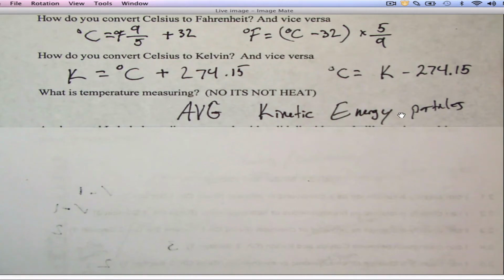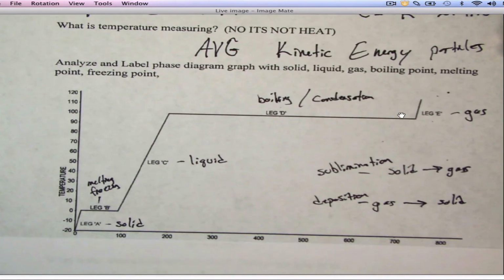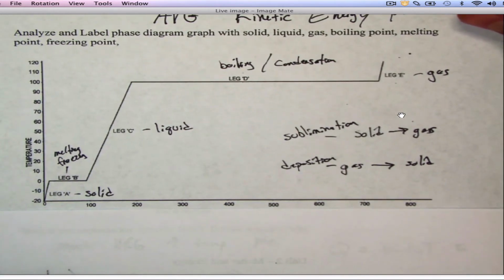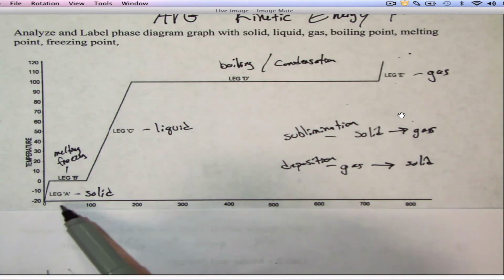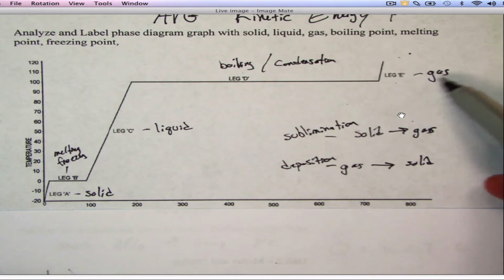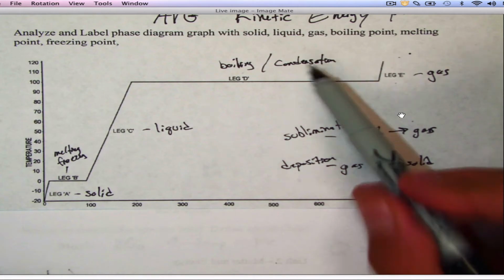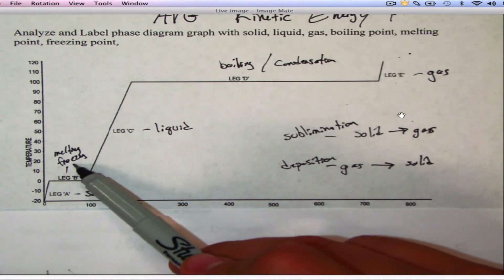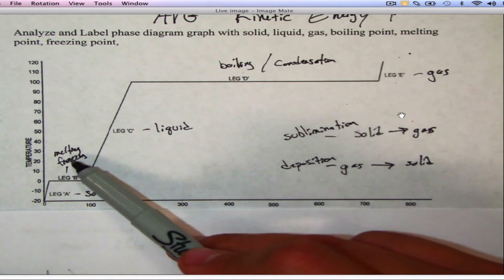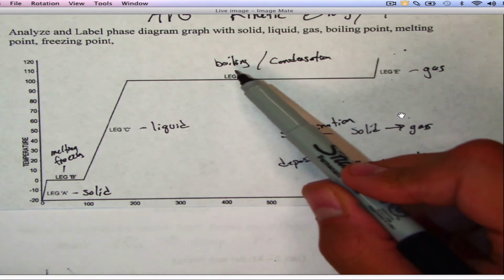So when we're talking about particles that are moving and changing phases, we look at a graph. So here is a common phase diagram graph. Leg A represents a solid, leg B represents a liquid, and leg E represents the gas state. To go from a gas to a liquid, I'm going to condense. To go from a liquid to a solid, I'm going to freeze. But if I go the opposite way, solid to a liquid, I'm going to melt. If I go liquid to a gas, I'm going to boil or vaporize or evaporate.